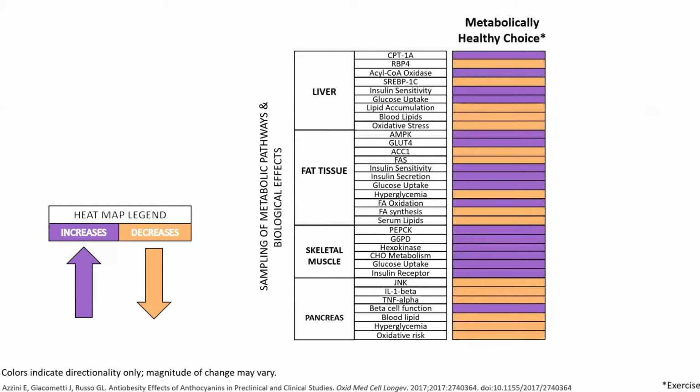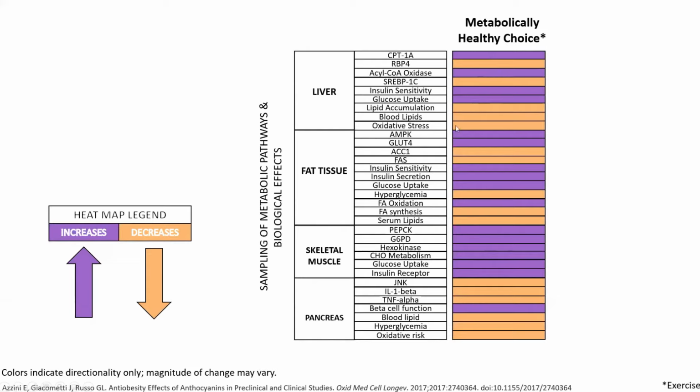Now, when you have a metabolically healthy choice, in this case, it's exercise, you will see that these markers in the liver, the fat tissue, the skeletal muscle, the pancreas, they're all going the right direction. So imagine someone who is not making healthy choices, then they would have low levels of this first one in the liver, CPT1A. You don't need to know what it is. It's an enzyme that catalyzes a particular reaction in the body that is healthy, represents healthy metabolism. And so when you make a healthy choice, it goes from low to higher.